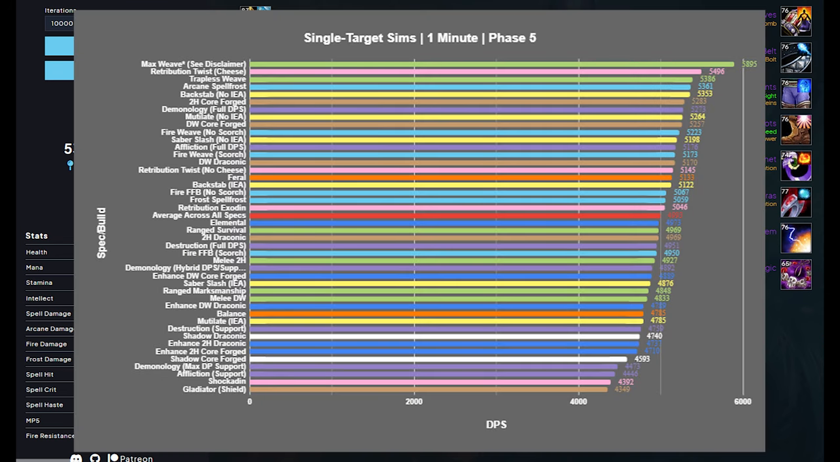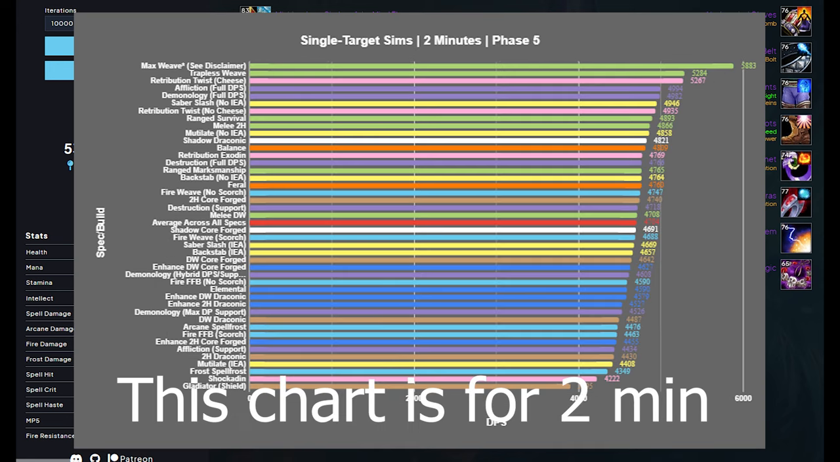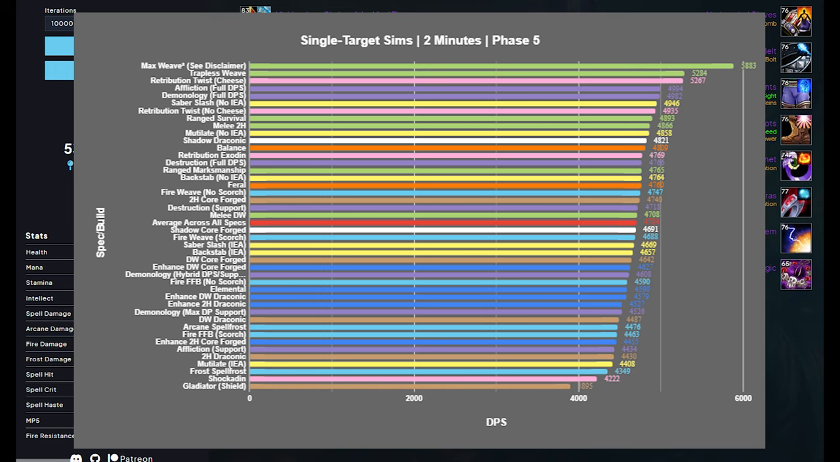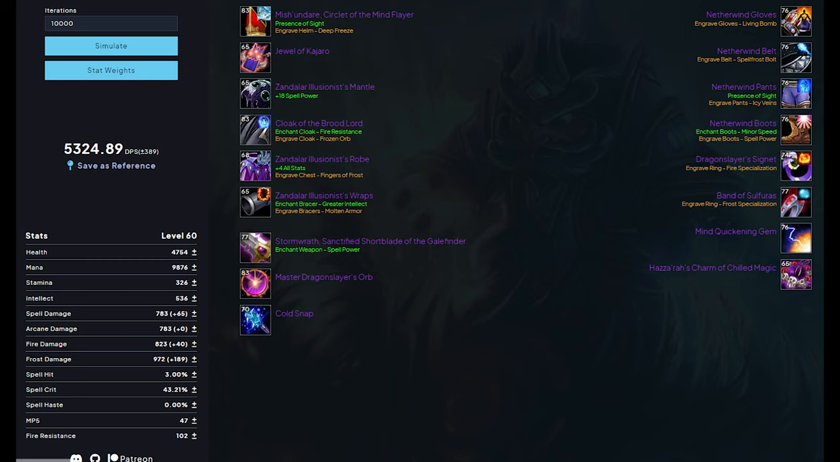Arcane Spellfrost is doing about 100 more DPS than Fireweave on 1-minute fights. What happens if we change that to a 3-minute fight, though? Fireweave is outperforming Arcane Spellfrost by around 300 DPS on longer fights. Take this into account when deciding your spec. If your guild has slow kill times, Arcane Spellfrost might not be the spec for you.